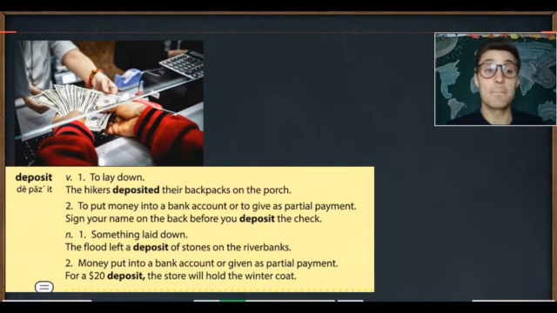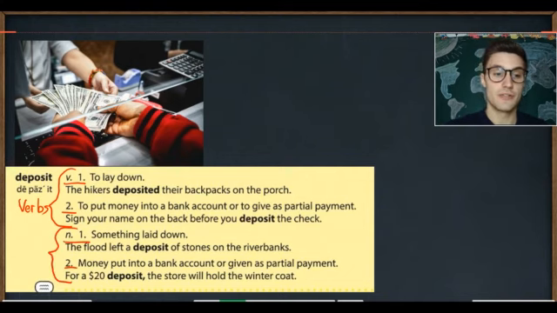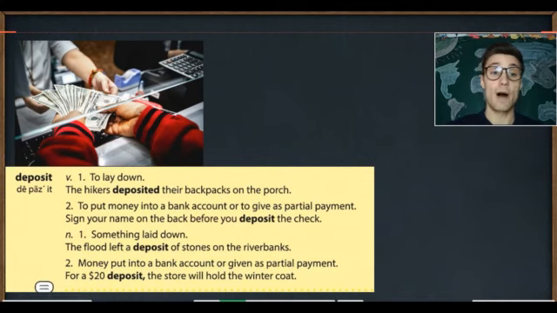Next up, it's deposit. Deposit, we can see here, has two verb meanings. So these two meanings are verbs. And we can see it has two noun meanings. So these two meanings are nouns. The first verb meaning for deposit means to lay down. The hikers deposited their backpacks on the porch. They laid it down. So if you lay down your backpack, you deposit it.